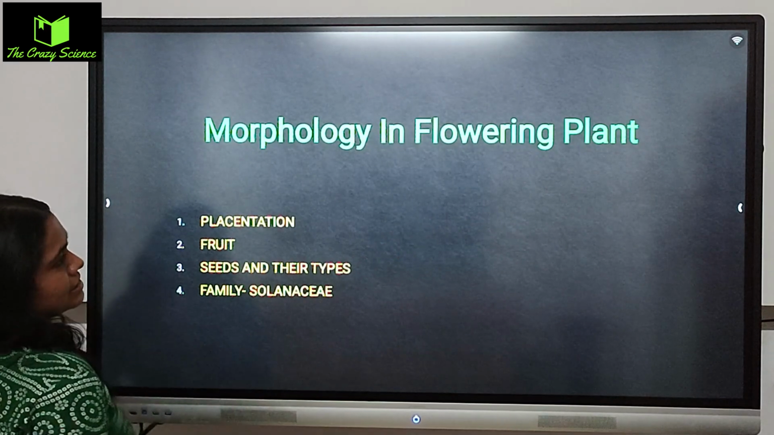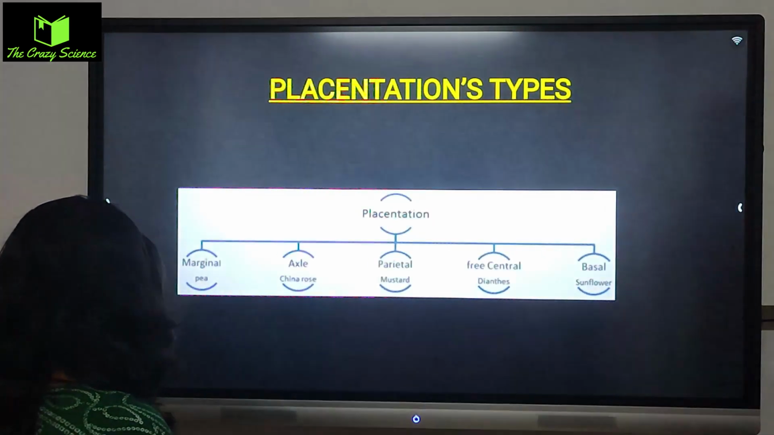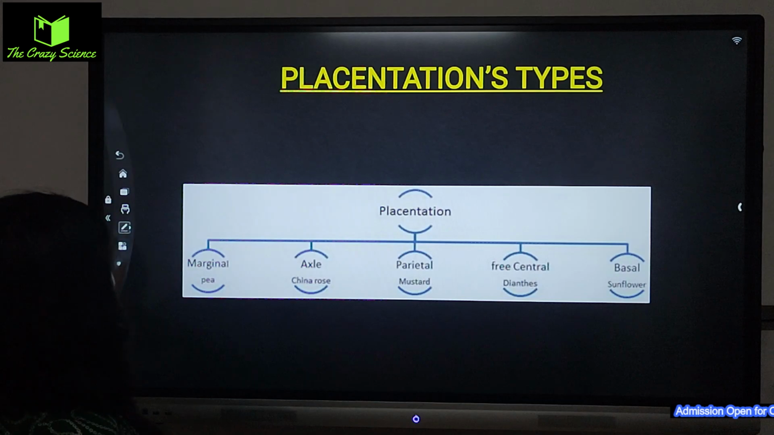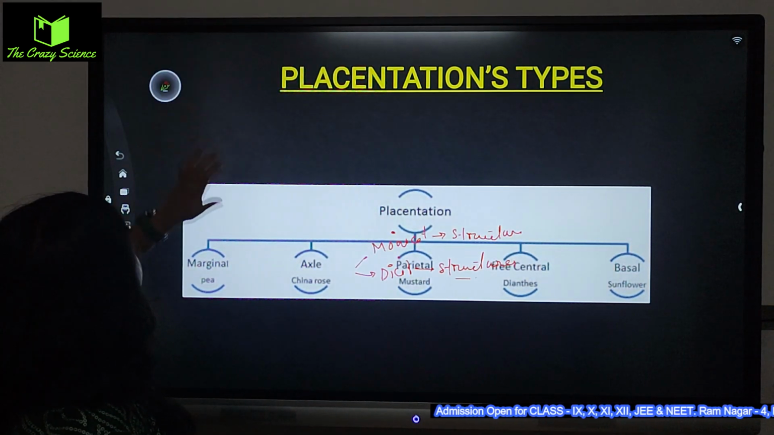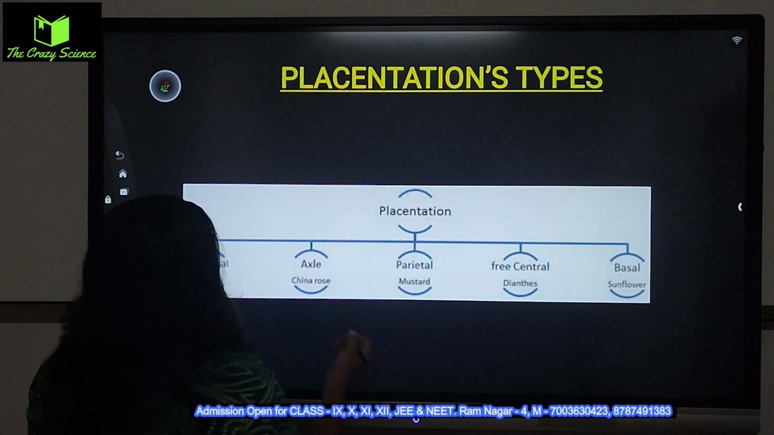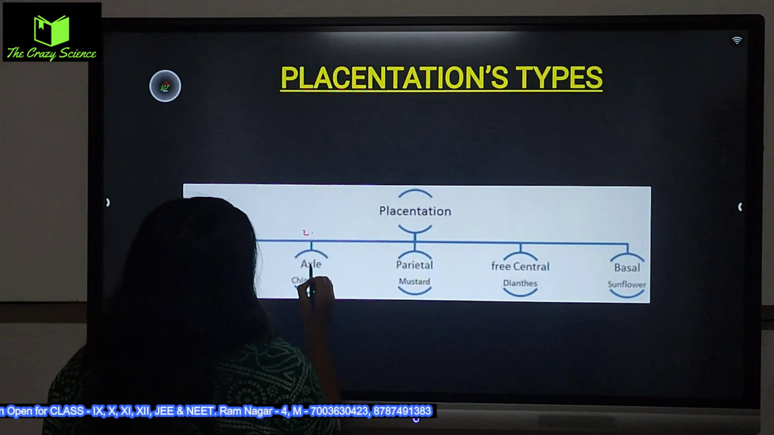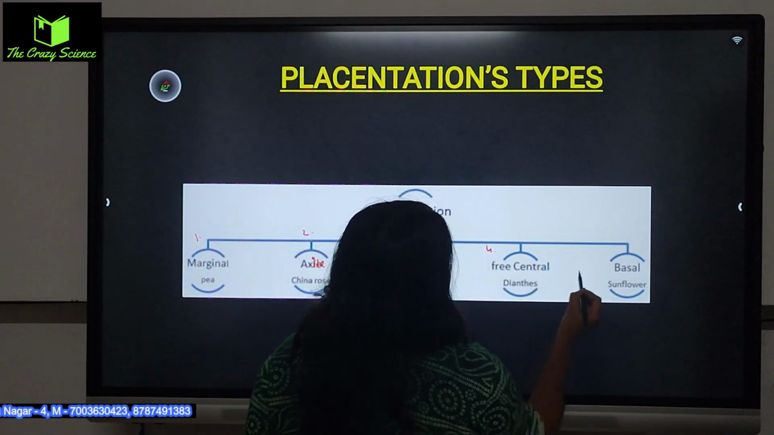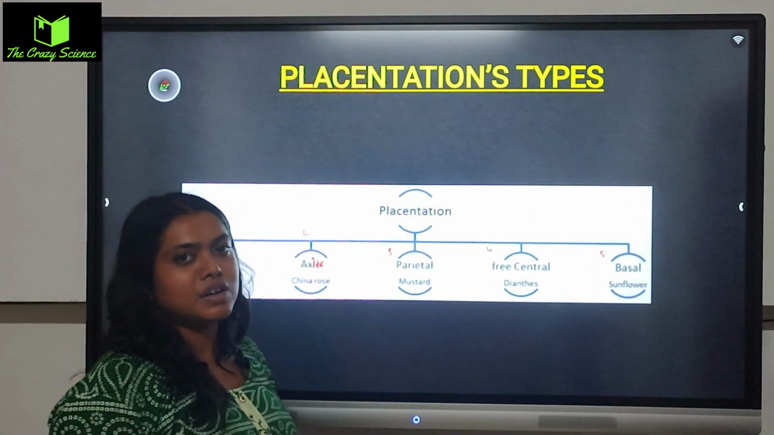The first one is placentation. Here are some placentation types I have pasted for you all. Basically, there are a few placentation types as mentioned by the NCERT itself. First one is marginal, and second one is axile. Third one is parietal, fourth one is free central, and fifth one is basal. So these are the 5 types of placentation we are going to cover.